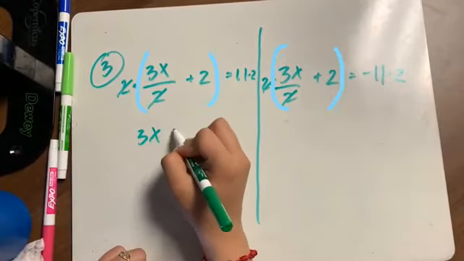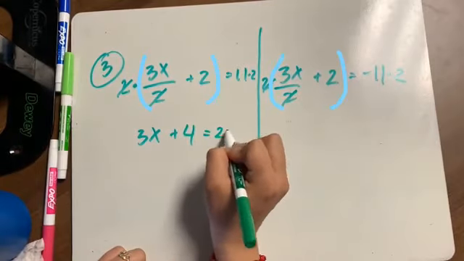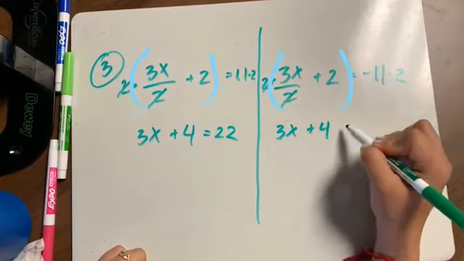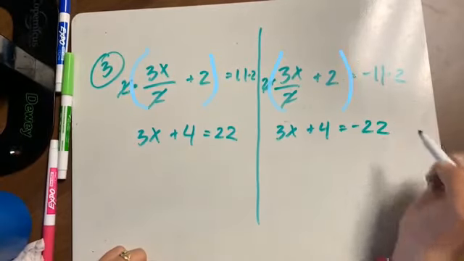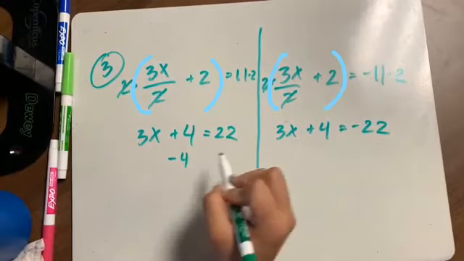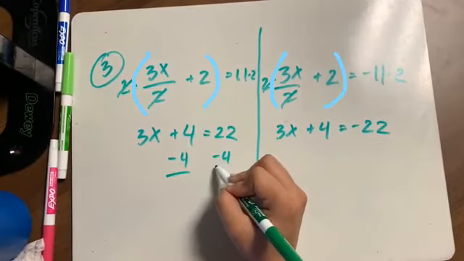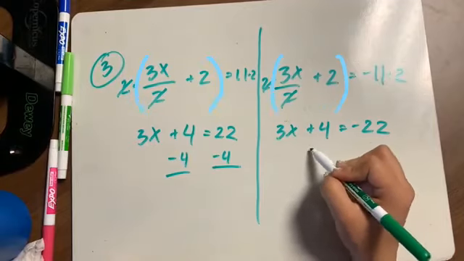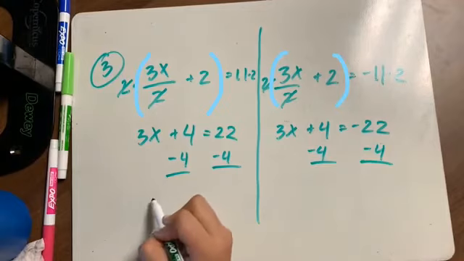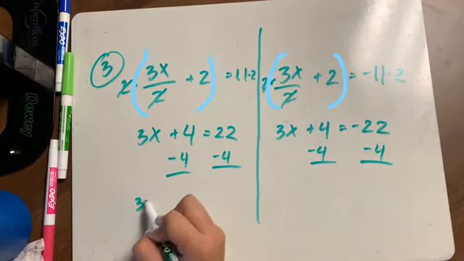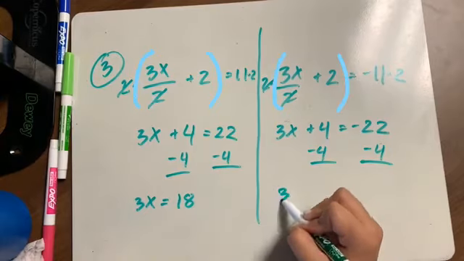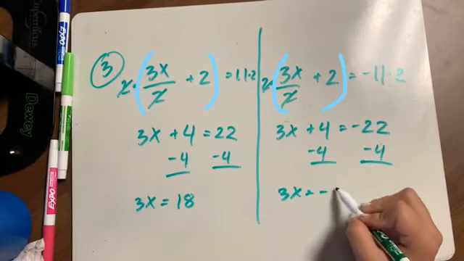You are now left with 3x plus 4 equals 22 on the left side and 3x plus 4 equals negative 22 on the right side. Now we will subtract 4 on both sides of each equation because 4 is being added in the original equation. Now you are left with 3x equals 18 on the left side and 3x equals negative 26 on the right side.